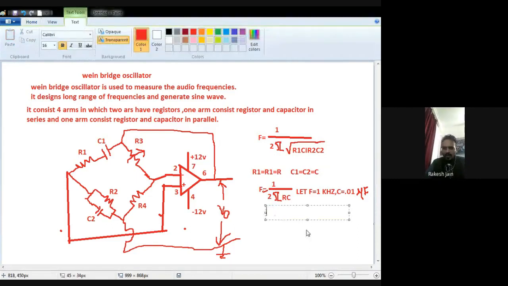From this, put f equal to 1000 as f is equal to 1 kilohertz, then that is equal to 1 divided by 2 pi. Pi is what? 3.14. Then R, then C, and C is what? C is 0.01 microfarad, so 10 raised to the power minus 6.